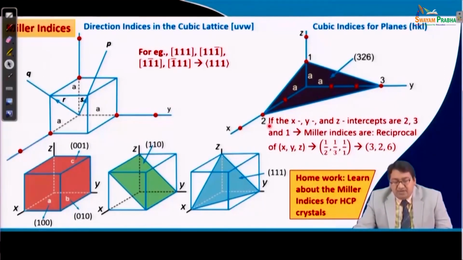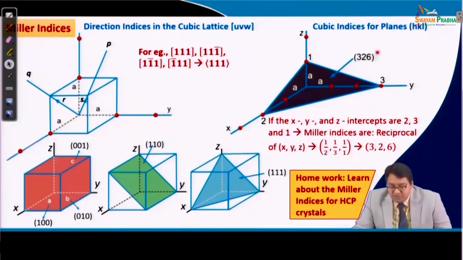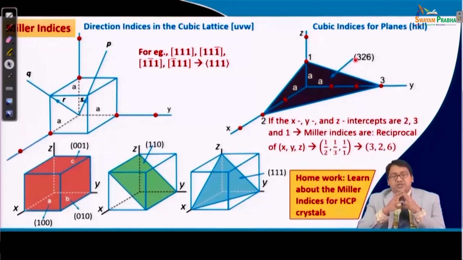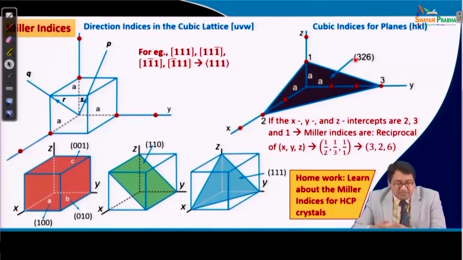So, if the x, y, z intercepts are 2, 3 and 1, the indices of this plane should basically be the reciprocal of this x, y and z, that is reciprocal of 2, 3 and 1, and therefore, the Miller indices of this plane is basically 3, 2, 6. So, this is basically the way in which the Miller indices of each plane is determined.